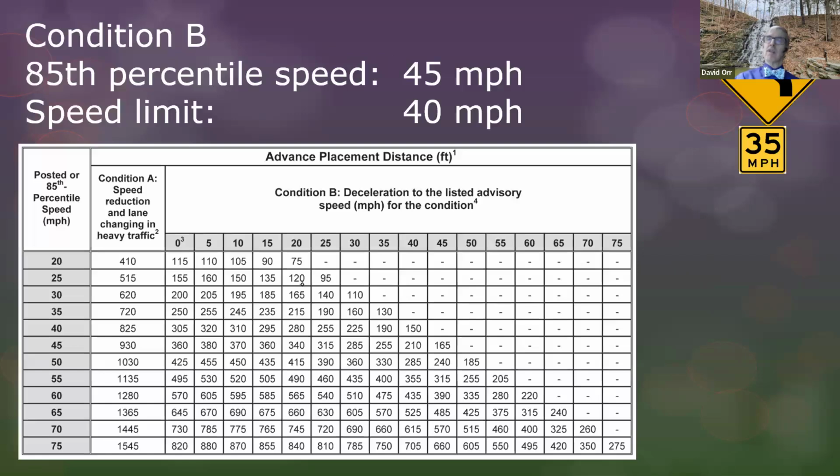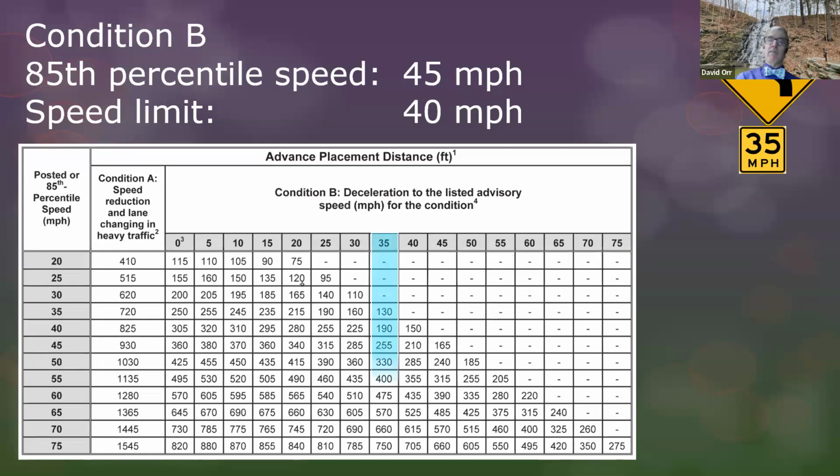So let's look at a reverse turn sign with a 35 mile an hour plaque underneath. 85th percentile speed's 45 miles an hour, and the speed limit's only 40. And by the way, that matches what most observations are. People tend to go a few miles over the speed limit at the 85th percentile. Okay?